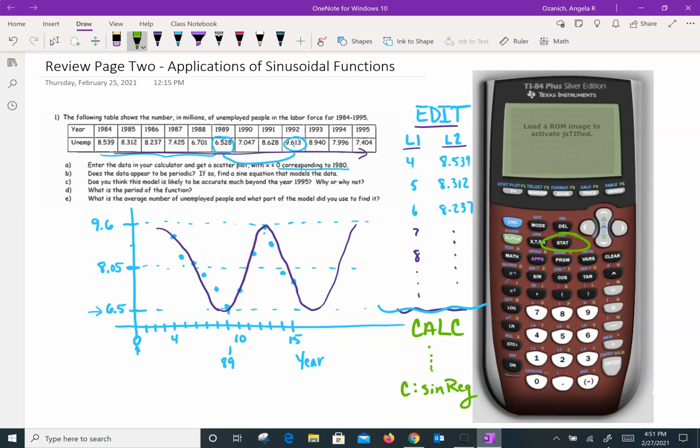Stat calc, all the way down to your sine regression. And we're making sure that when we do this, that our list 1 and list 2 are highlighted. And so this is what I have for my A, B, C, and D values.